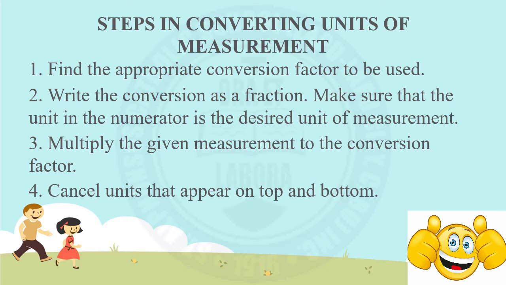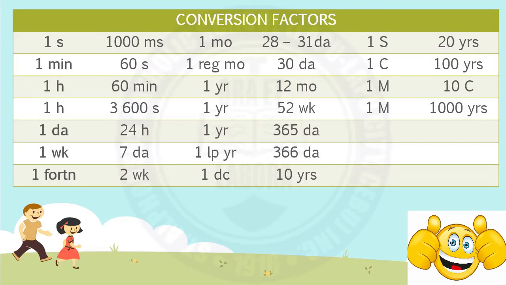It's just the same process on how we convert units of land, weight, volume, and right now it's time. Conversion factors. 1 second is equal to 1000 milliseconds. 1 minute is equal to 60 seconds. 1 hour is equal to 60 minutes. 1 hour is equal to 3600 seconds. 1 day is equal to 24 hours. 1 week is equal to 7 days.